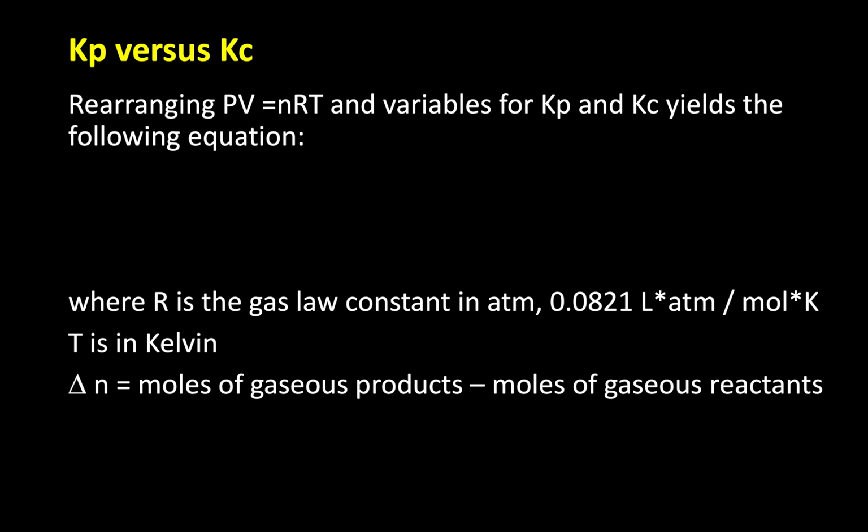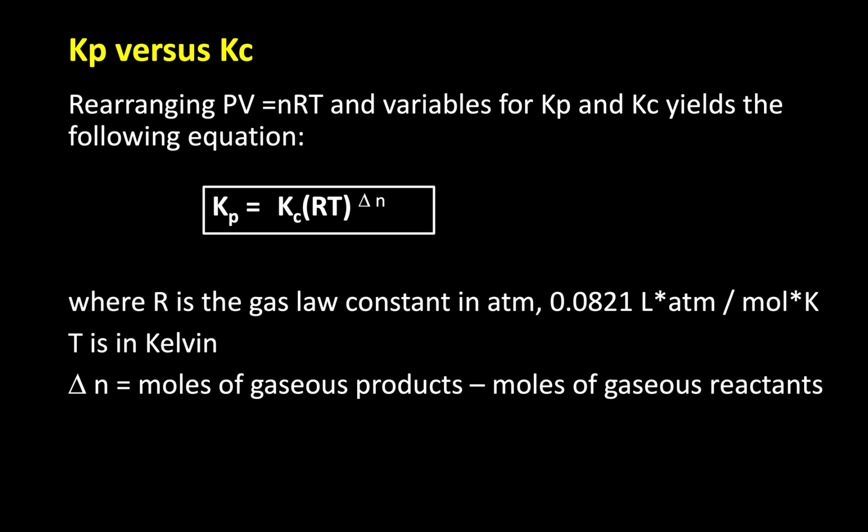Okay. Now Kp and Kc are not exactly the same thing. Sometimes they're the same. If you rearrange PV equals nRT and plug that in for Kp and Kc values, you end up with this equation. Okay, the R is the gas law constant in atmospheres, so 0.0821.